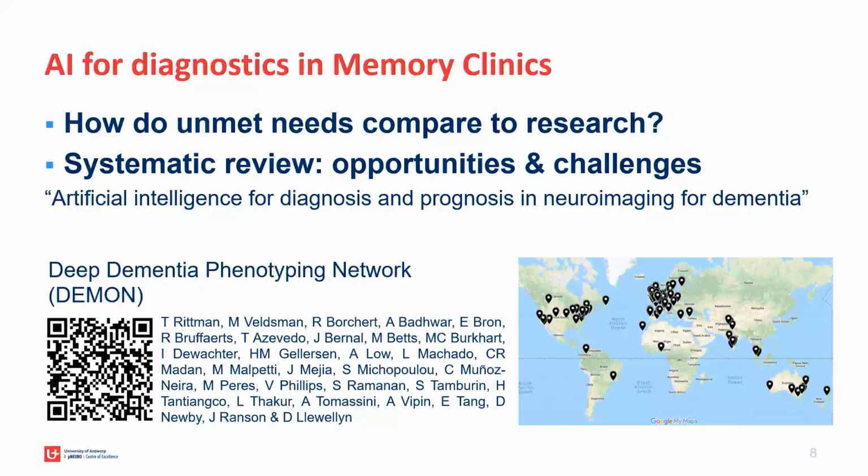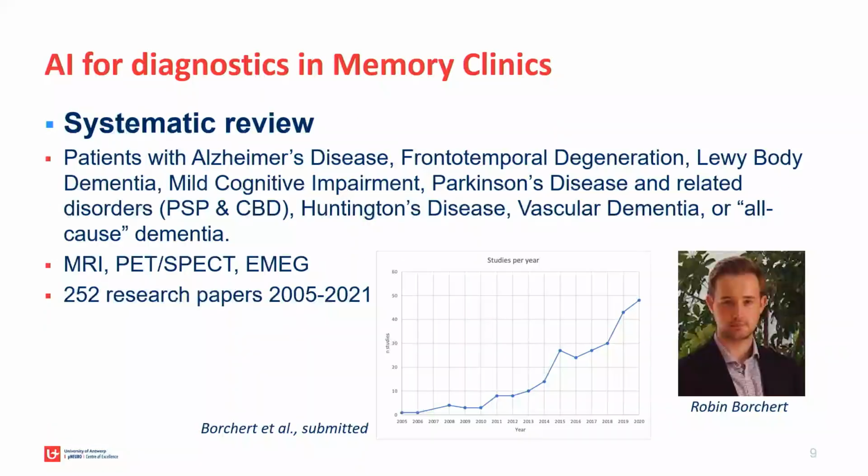For this reason, we performed a systematic review. You can find a QR code linking to the preprint here, and on this map you can see the distribution of DEMON network members all over the world. This systematic review was led by Robin Borchert from Cambridge University.